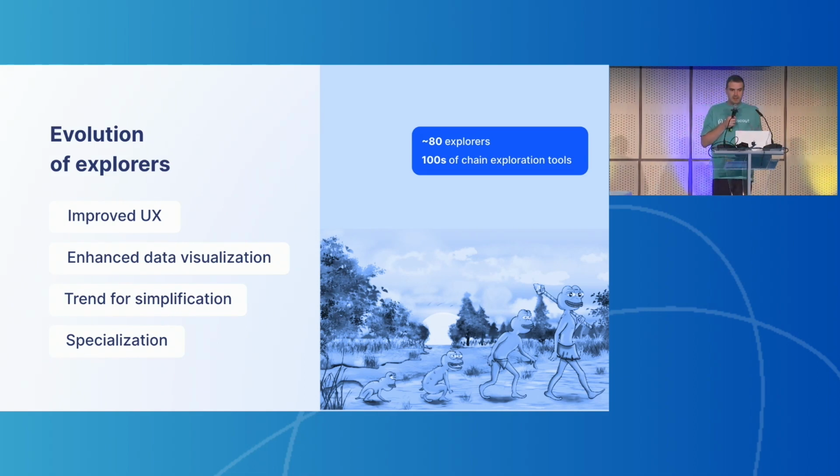Another big trend in evolution is specialization. In the Ethereum space, there are not only block explorers for analyzing transactions, but also explorers for developers, for example Tenderly, explorers for people analyzing data using queries like Dune Analytics, and explorers for security incidents like BlockSec, and so on. So this is another trend where explorers are becoming specialized solutions for users' needs.